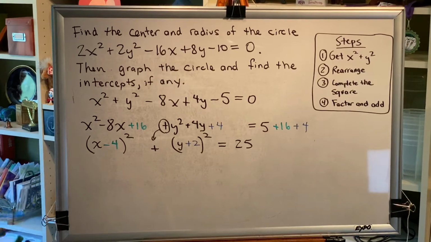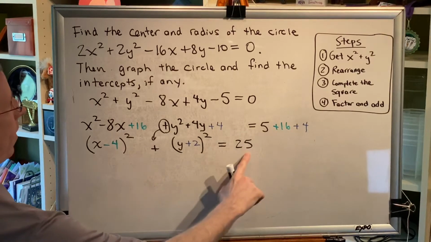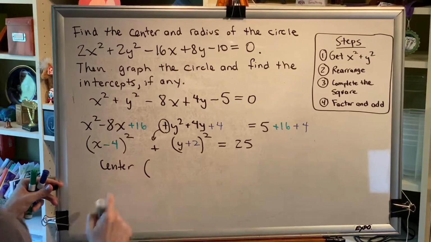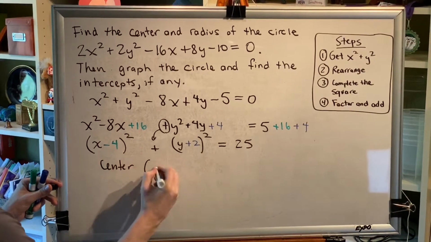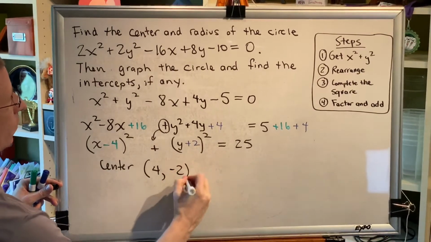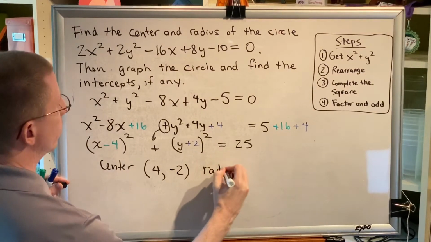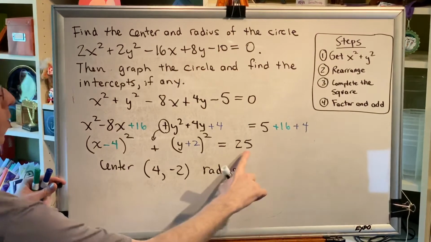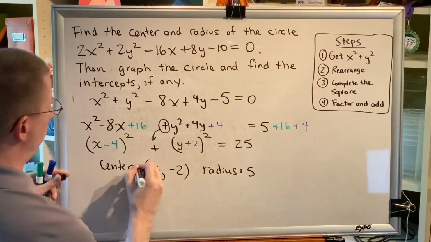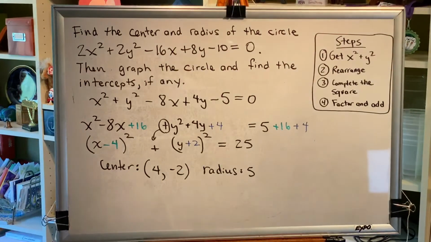Once it's in standard form, we can see the center and radius very easily. The center is the opposite of the number we see here, 4, and the opposite of the number we see here, negative 2. The radius is the square root of the number that we see here, 5. All right, so we've now found the center and radius. Next, we're going to graph our circle.